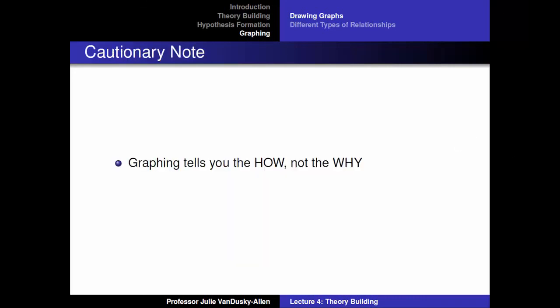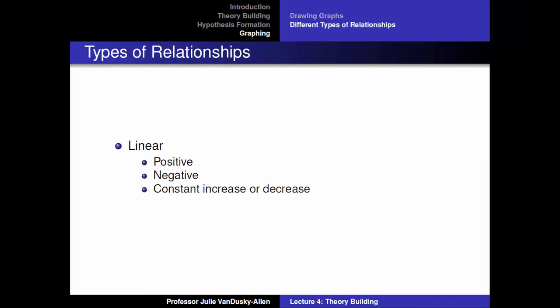Note that even if your hypothesis allows you to draw a graph of the hypothetical relationship between your two variables, that only means that your hypothesis tells you how your independent variable influences your dependent variable. It does not tell you why your independent variable influences your dependent variable that way. There are many different types of relationship between independent and dependent variables. The one we just focused on was linear, meaning that as our independent variable increases, our dependent variable increases or decreases at a constant rate.